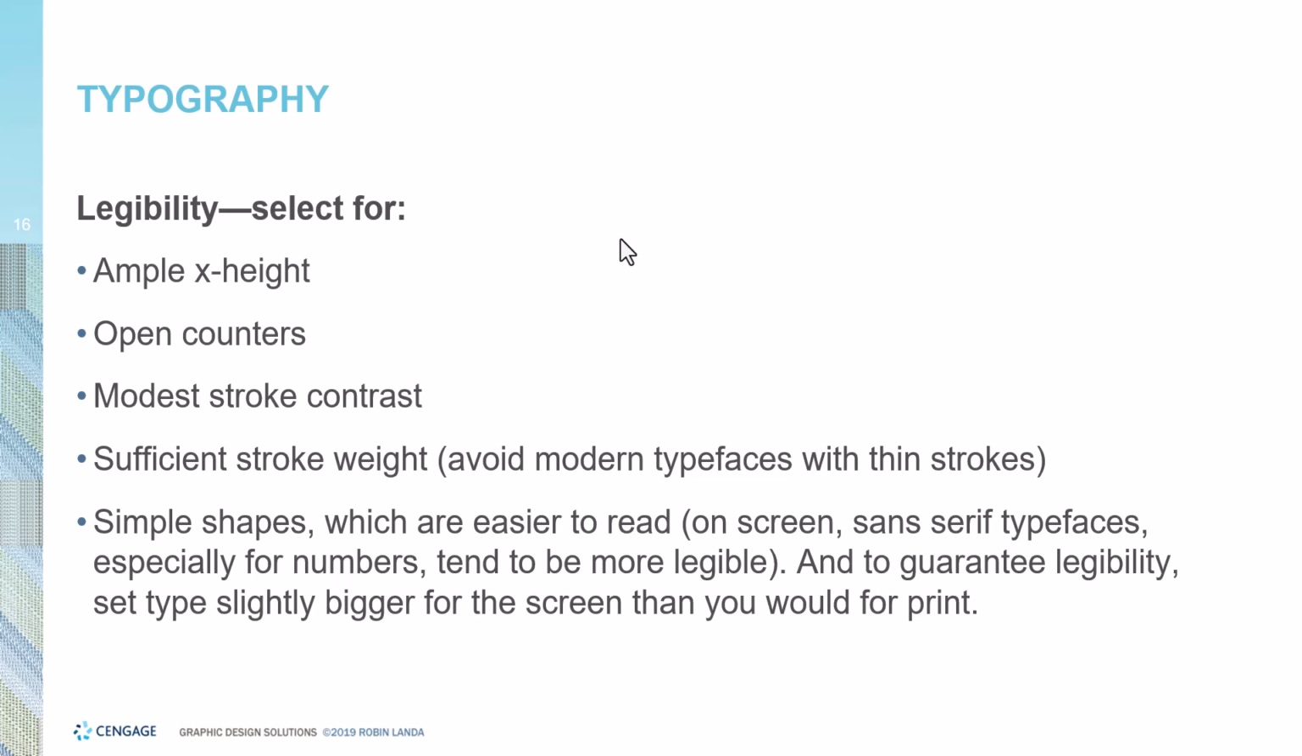Select it for ample x-height, open counters, modest stroke contrast, sufficient stroke weight. Avoid modern typefaces that have very thin strokes. Choose simple shapes, which are easier to read. On-screen sans serif typefaces, especially for numbers, tend to be much more legible. And to guarantee legibility, set your type slightly bigger on the screen than you would for print.